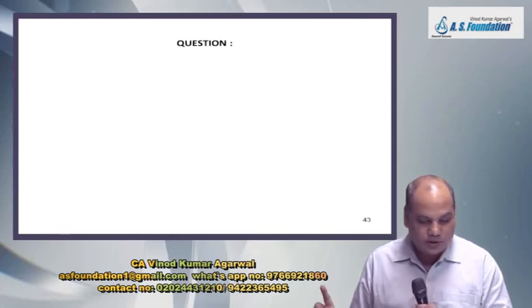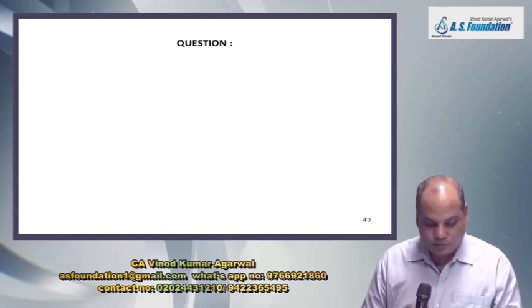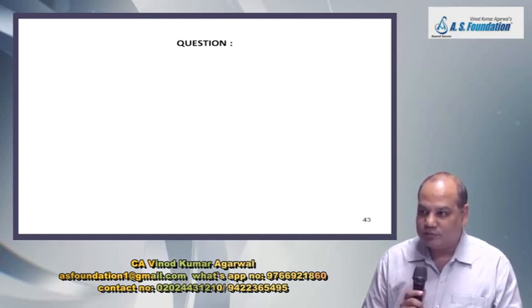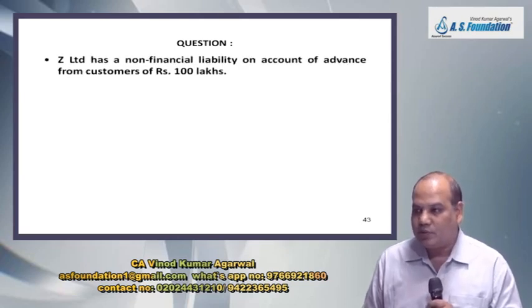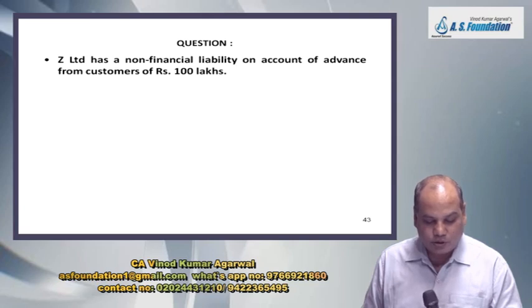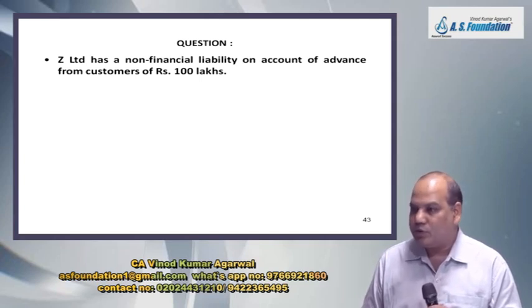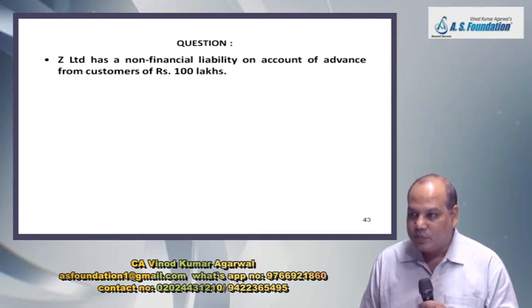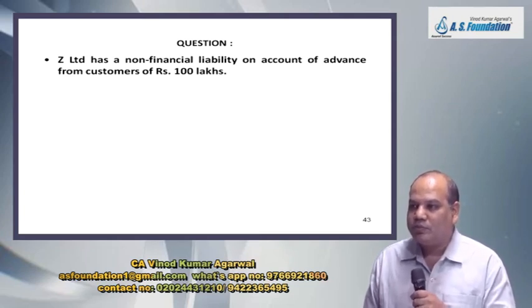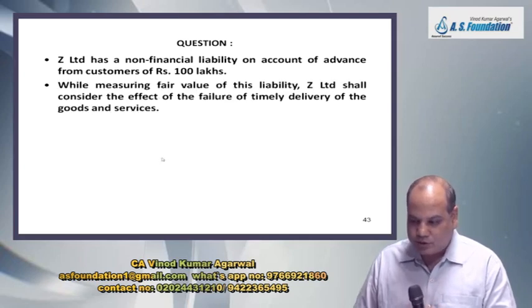Now I'm going to take one example so that this liability instrument will be measured at fair value. Question number 1. Is it printed there? Z Limited has a non-financial liability. Our topic right now is valuation of liability and entity's own equity instrument. So we have discussed the following points. Valuation of liability assumes transfer, not settlement or cancellation. Valuation of liability takes into account any non-performance risk, including entity's own credit risk. Keeping those two things in mind, solve this example.